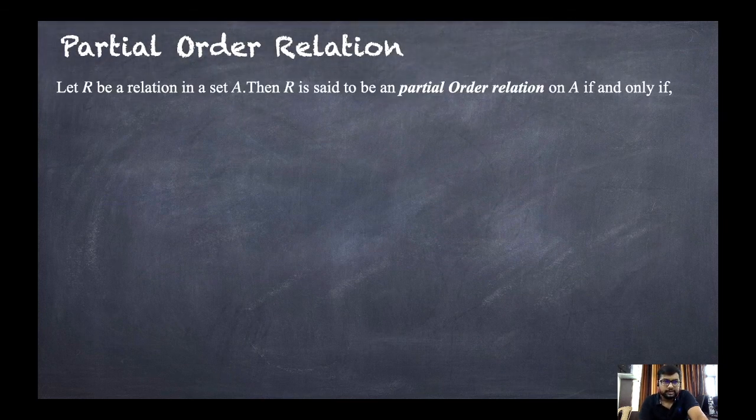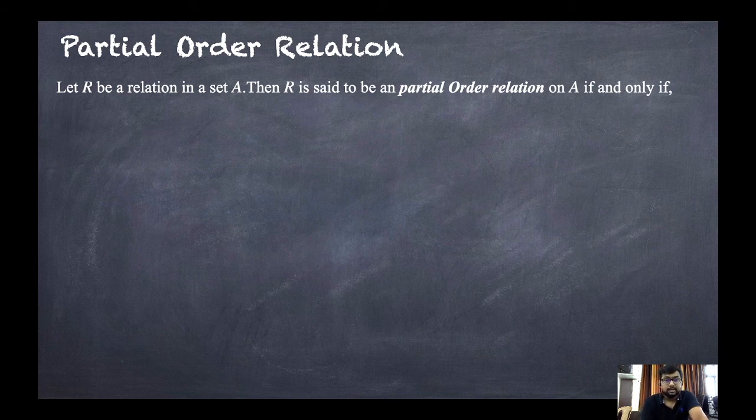So first, let capital R be a relation in a set. For R to become a partial order relation, first the R has to be a relation. Now what is a relation? It is a subset of the Cartesian product. Here we have one set, so it is a Cartesian product of A cross A. Okay, so first let capital R be a relation in a set A.